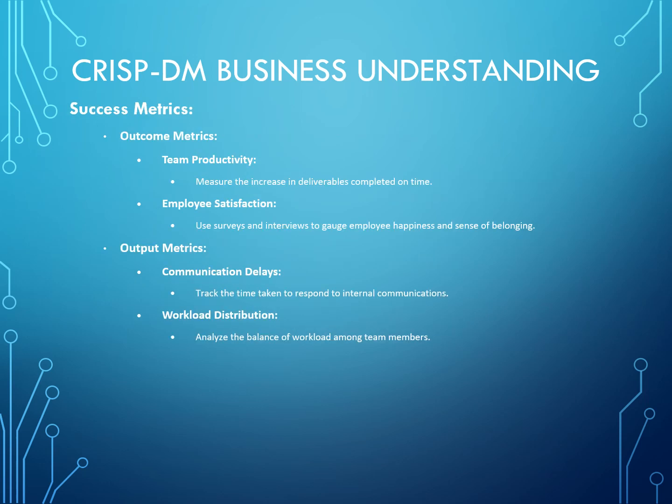So for our success metrics, the outcome metrics will include team productivity measured through an increase in deliverables completed on time, and employee satisfaction gauged through surveys, and trying to really see the sense of happiness and belonging. For the output metrics for communication delays, we can track the time taken to respond to internal communications, and then assess workload distribution by analyzing the balance of workload among team members.